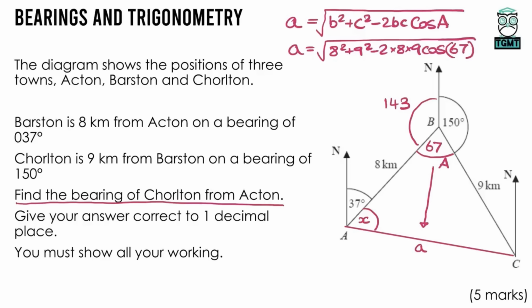So if we type that into our calculator, the square root of 8 squared plus 9 squared minus 2 times 8 times 9 cos of 67, we get A is equal to 9.4199. And that's our length down here, so 9.4199.